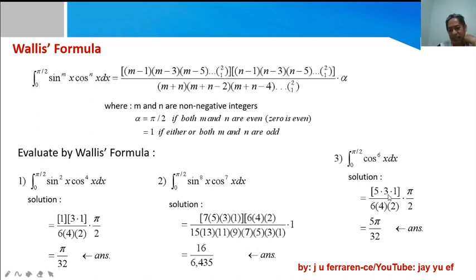So this is multiplied, divided, and simplified. So we can remove again 3. This is 2 times 2 times 2 times 4. Then this is 32. So we have 5 pi over 32 as the answer.